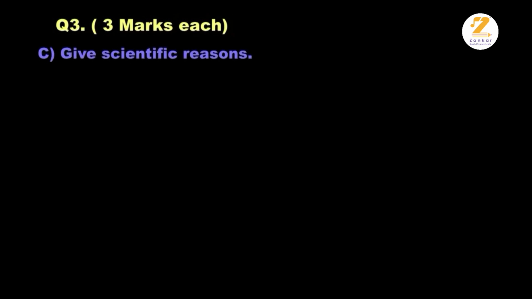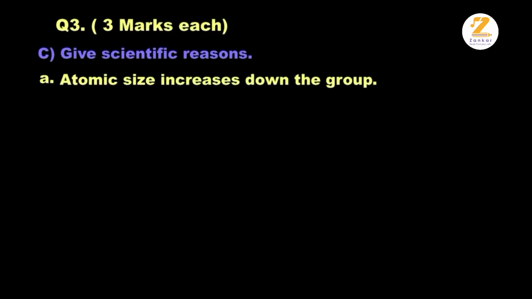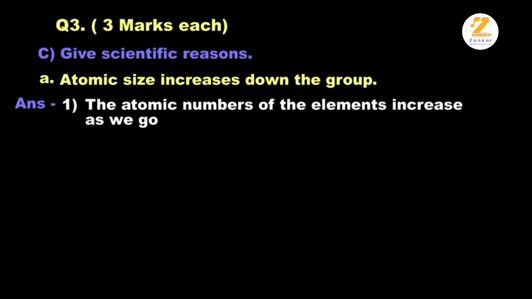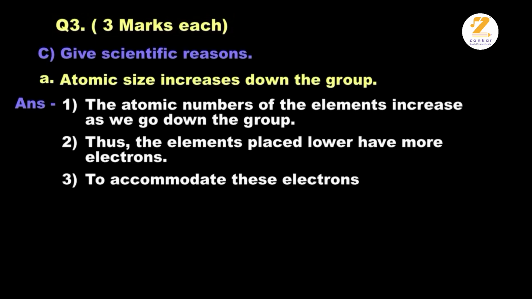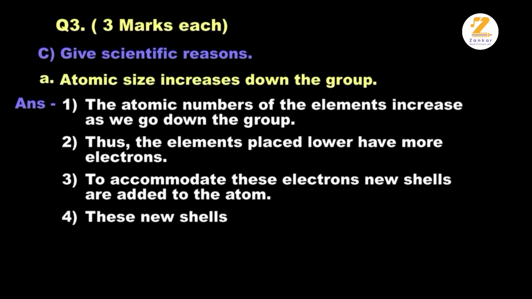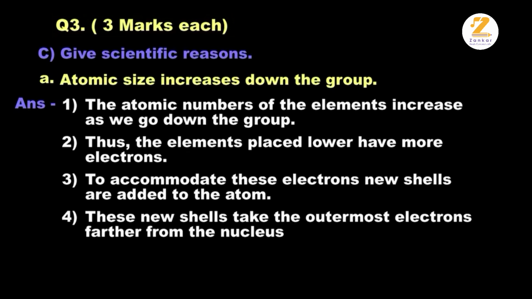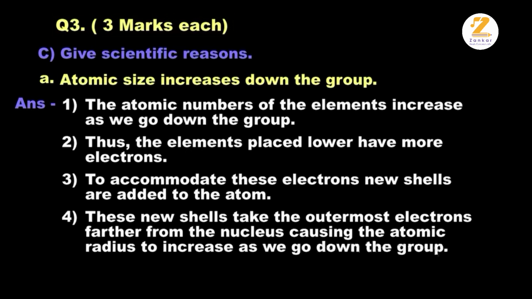Give scientific reasons. Atomic size increases down the group. The atomic numbers of the elements increase as we go down the group. Thus, the elements placed lower have more electrons. To accommodate these electrons, new shells are added to the atom. These new shells take the outermost electrons farther from the nucleus, causing the atomic radius to increase as we go down the group.